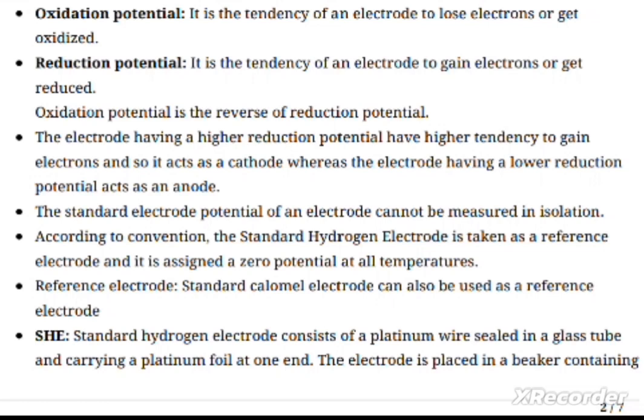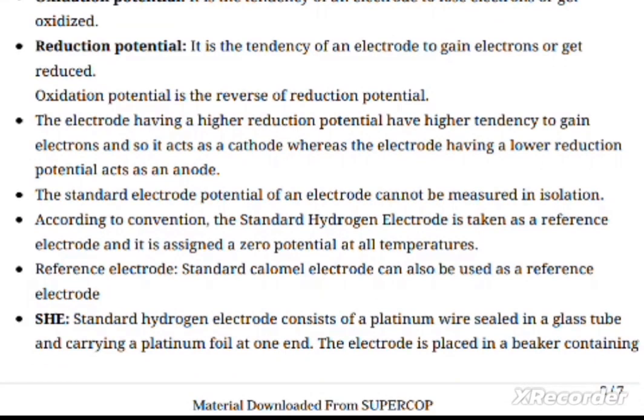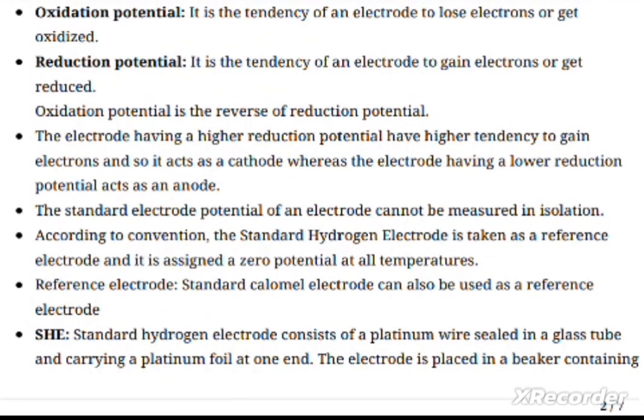Next, what is the reference electrode? A standard calomel electrode can also be used as a reference electrode. SHE. What does SHE mean? A standard hydrogen electrode. A standard hydrogen electrode consists of a platinum wire sealed in a glass tube and carrying a platinum foil at one end.